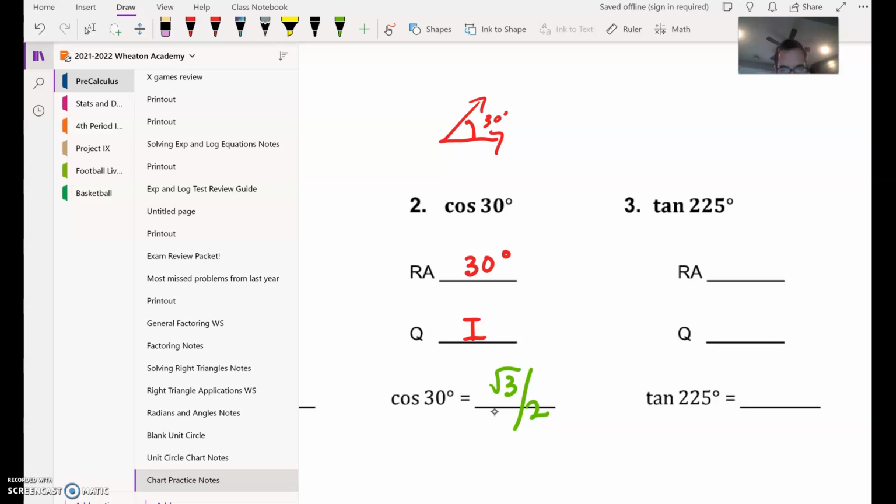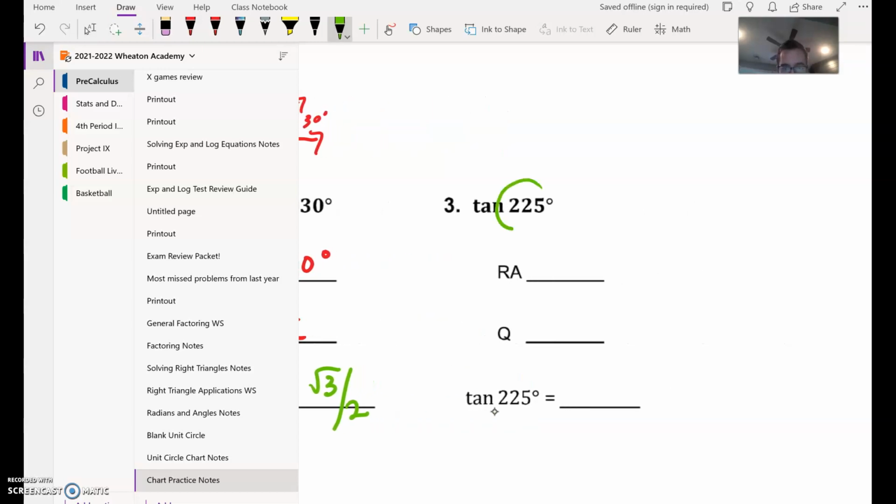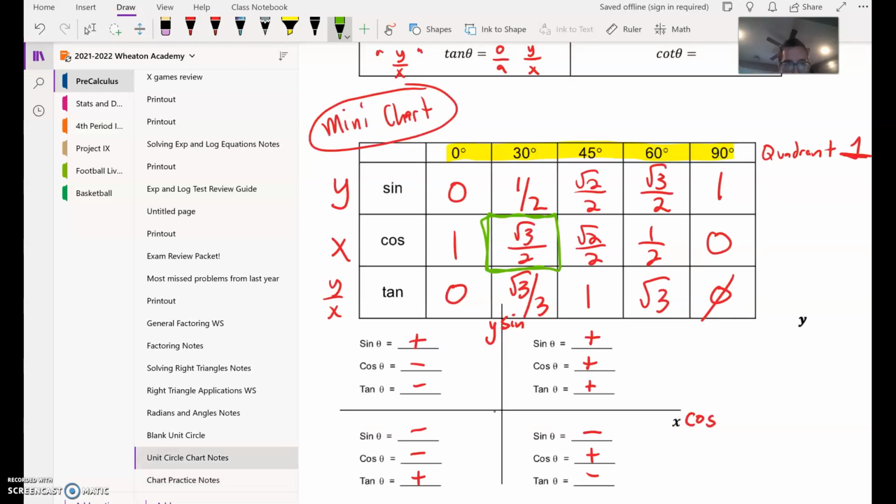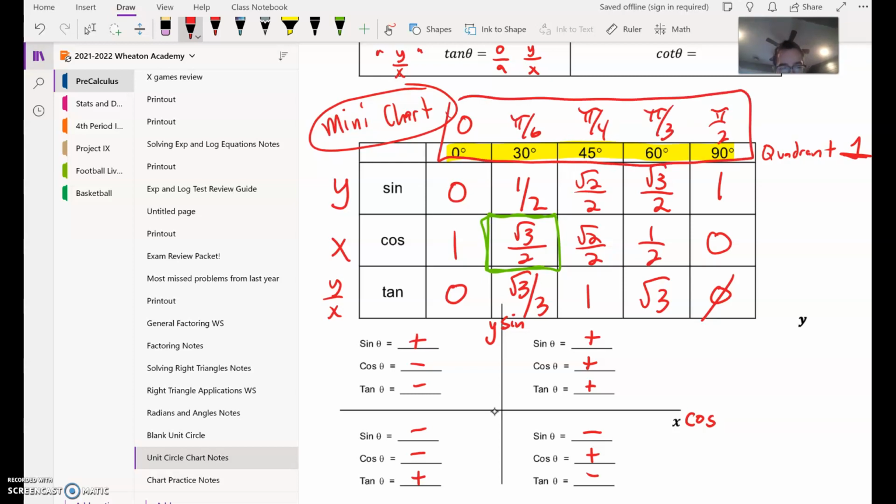But what if it's not quadrant 1? What if it's like number 3, 225? Well, the key is knowing the reference angle. Because as long as you know this chart, you know all the reference angles. You're always going to get either 0, 30, 45, 60, or 90. And the radian version of that is 0, pi over 6, pi over 4, pi over 3, and pi over 2. So we're always going to be living right here as far as reference angles go.